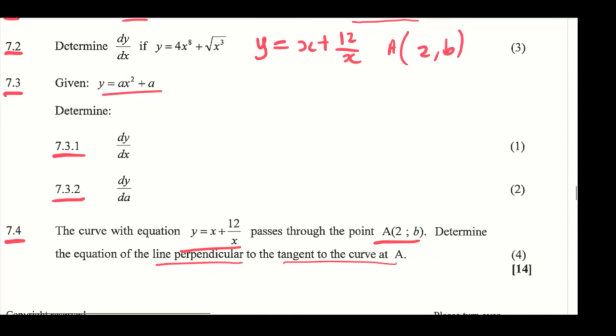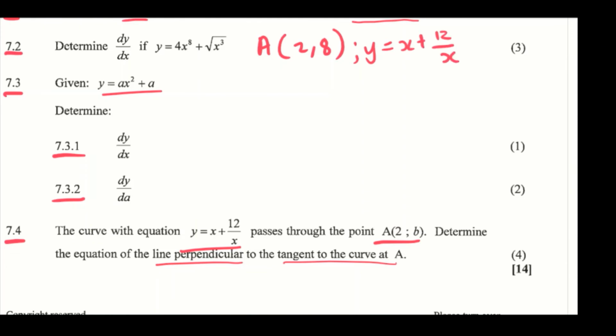So let's find b since it passes through it. So we're just going to substitute. Where we see x, we put 2. Where we see y, we put b. So this is going to be b equals 2 plus 12 over 2, equals 2 plus 6, which equals 8. So b equals 8. So this means our A would be (2, 8), like that, right? And our equation is y equals x plus 12 over x now.